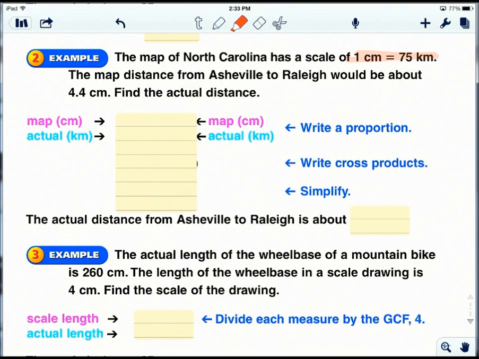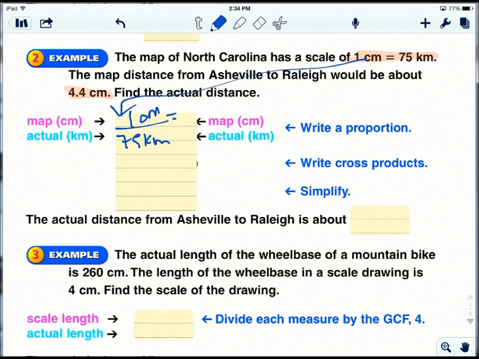A scale for this particular map is 1 centimeter is 75 kilometers, and they're saying the distance from Asheville to Raleigh is 4.4 centimeters. So on the map, that's how far away it is. We want to know how far away it is in real life. So we're going to use the same thing, the ratio. We're going to write that 1 centimeter equals 75 kilometers. So 1 centimeter is 75 kilometers.